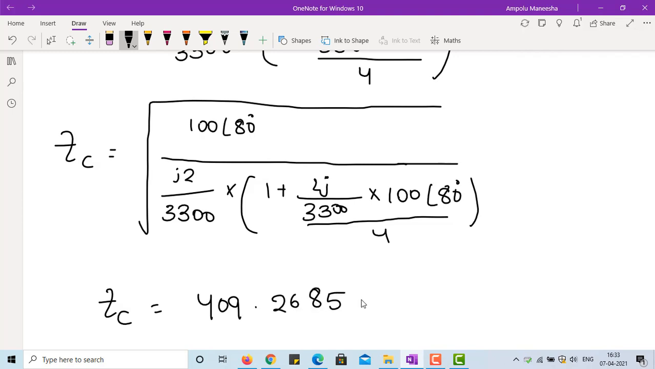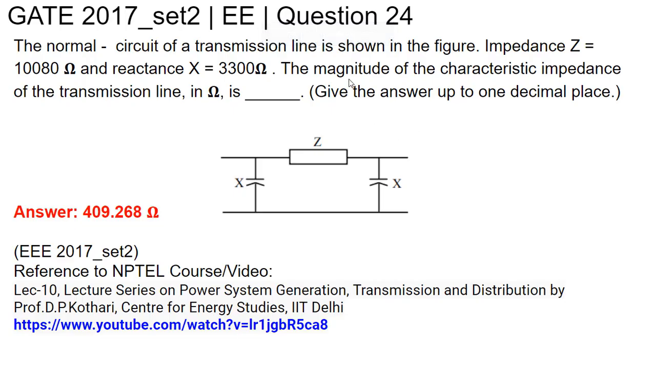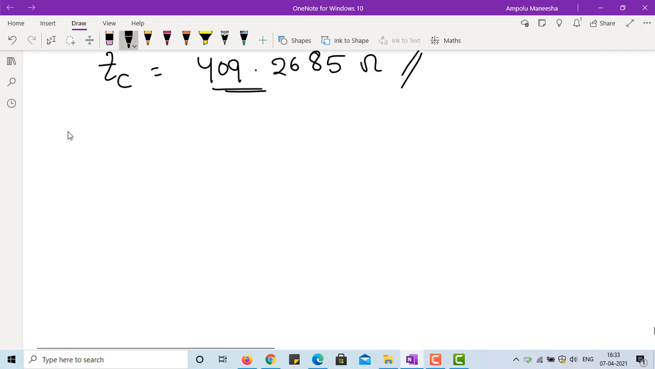409.2685 ohms. That is, the characteristic impedance of the transmission line is 409.26 ohms. So, the magnitude of the characteristic impedance of the transmission line is 409.268 ohms. Let us solve the problem in a shortcut way.